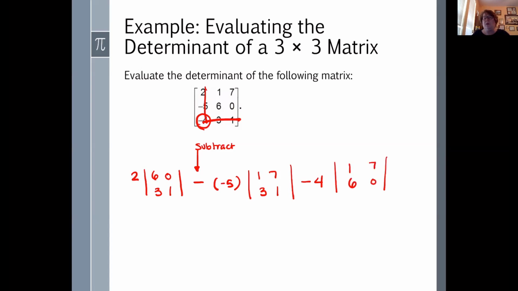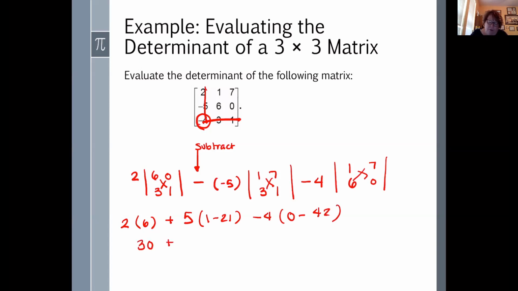All right. So the determinant of that 3 by 3 matrix can be found by this product and addition and subtraction. So what do we have here? We have 2 times that determinant. We take 6 minus 0. That would be 6. Minus a minus is going to give me +5 times 1 minus 21. Minus 4 times, what's that going to be? 0 minus 42. So I get 30 plus 5 times -20. That's going to be -100.